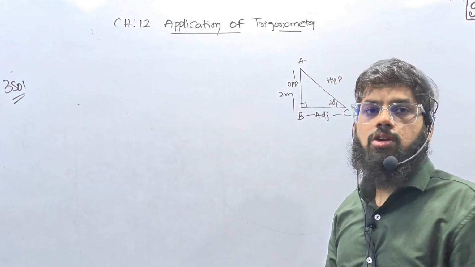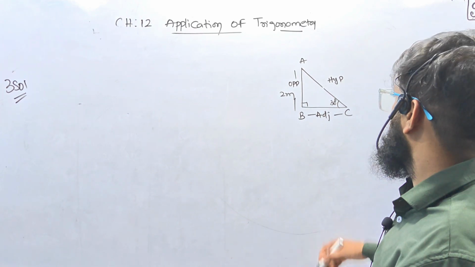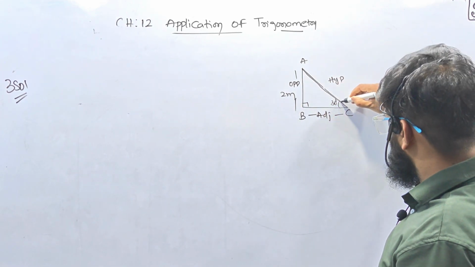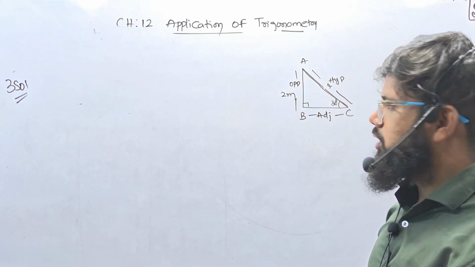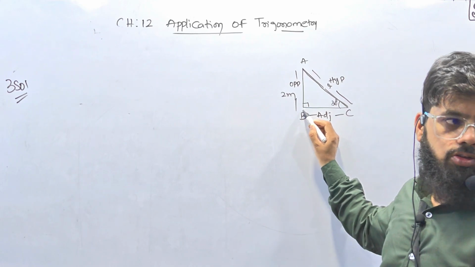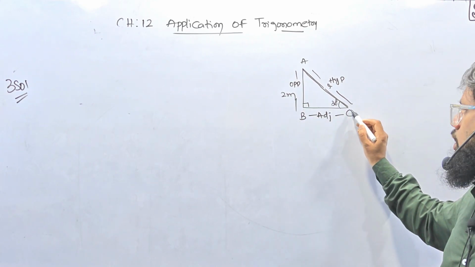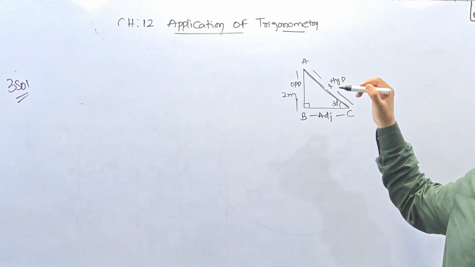What did they ask us to find? What should be the length of the slide? The length of the slide means this one. Take it as L. They did not ask the distance from the foot of the slide to the head of the slide. They asked us the length of the slide.